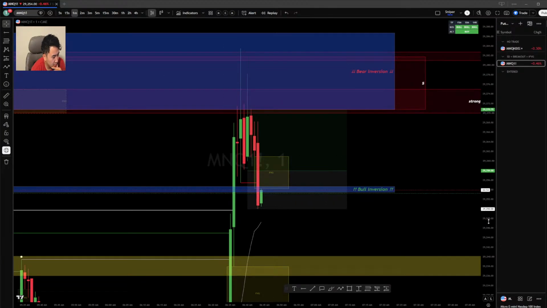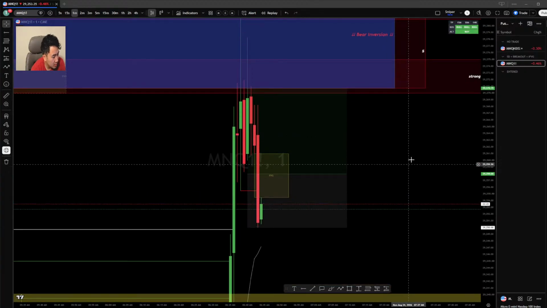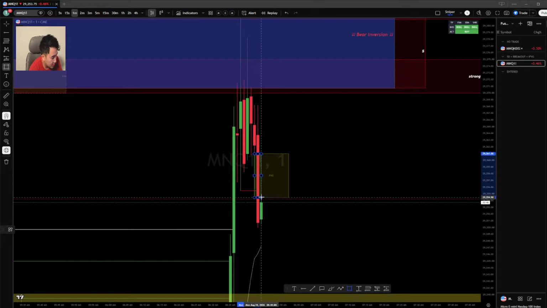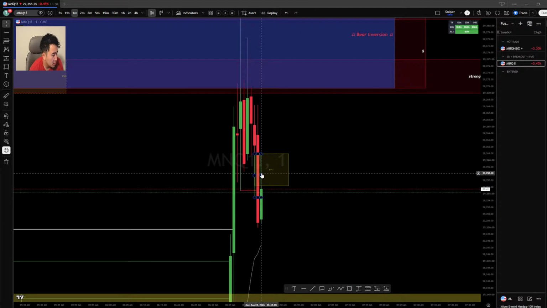So close over this bullish inversion. What we're gonna do is delete that one there. So that zone is no longer good to trade off of. There's this bearish FVG that's forming.